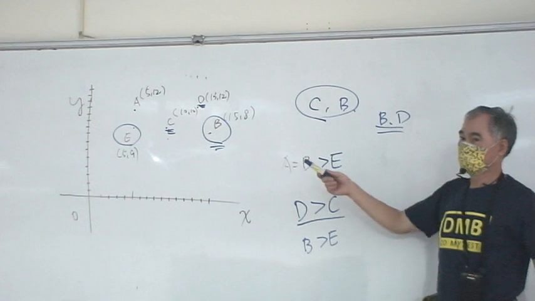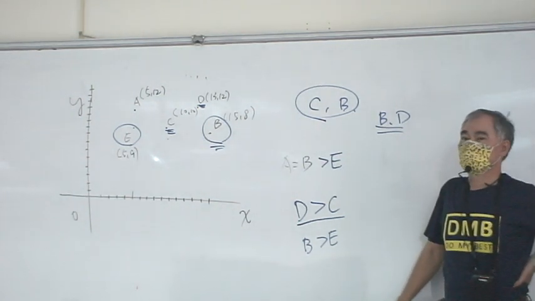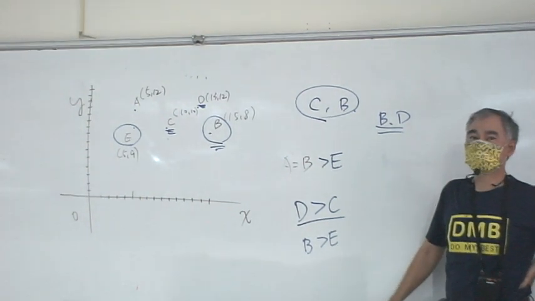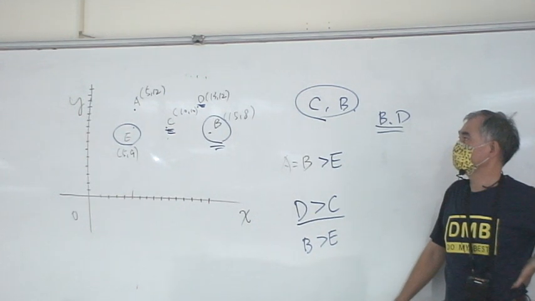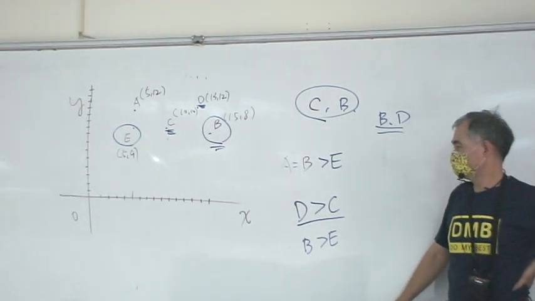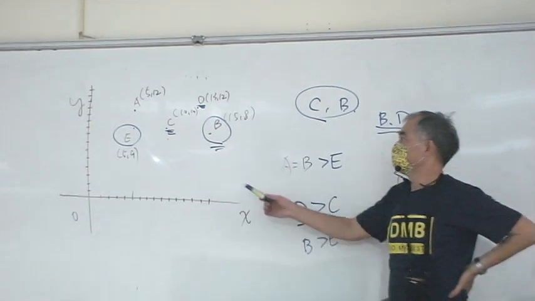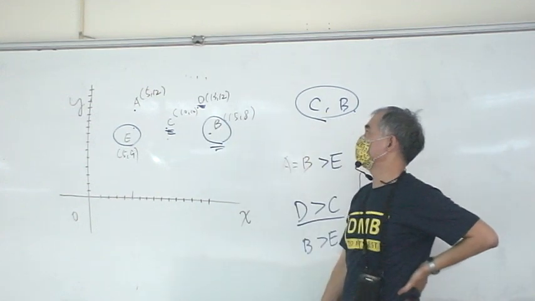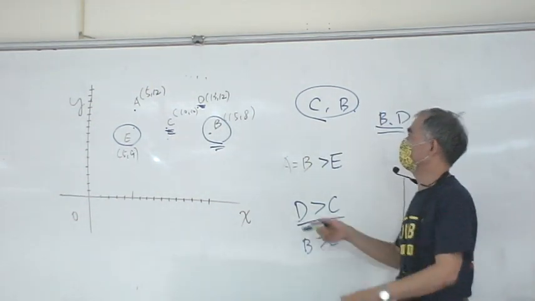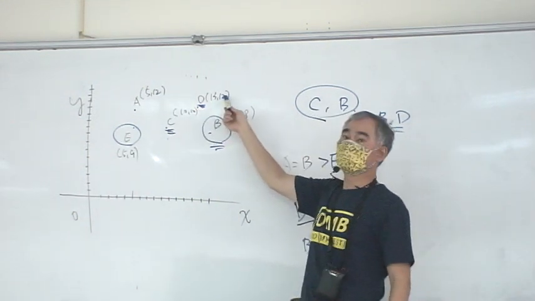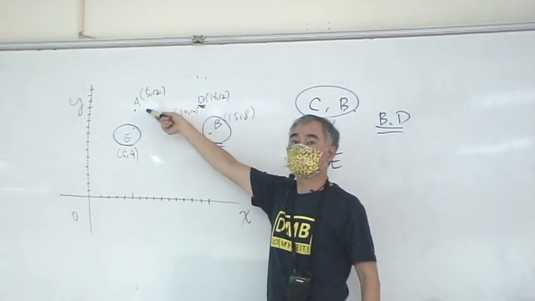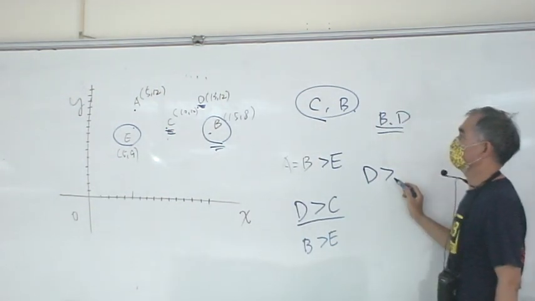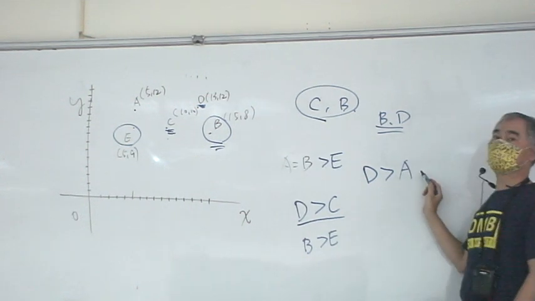If we're going to compare A and D, which one is better? D is better. Why? Because it has 12 here, it has 12 here. But it has 13, here has 12. So it has 5. So D is greater than what? A. And A is equal to what? B.